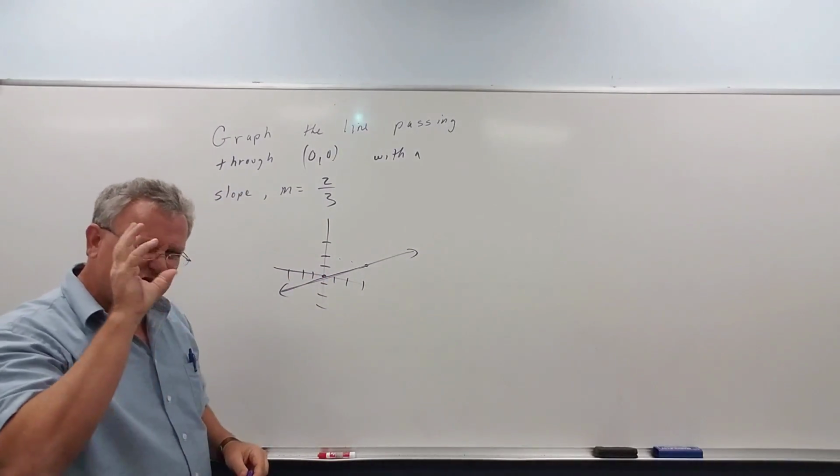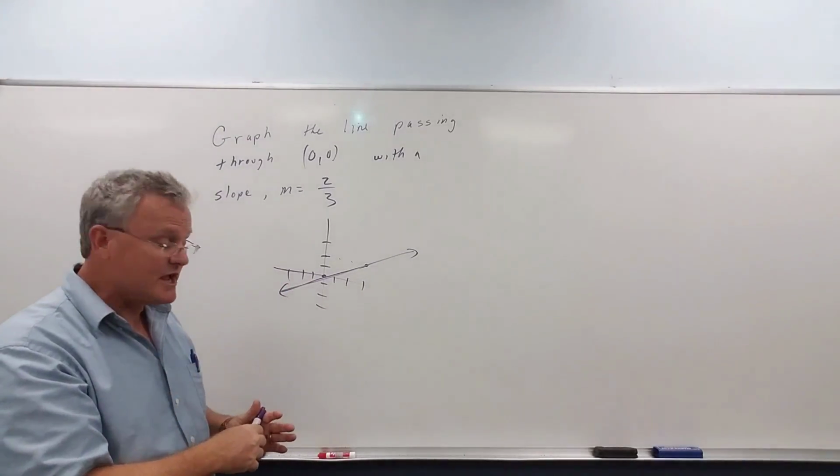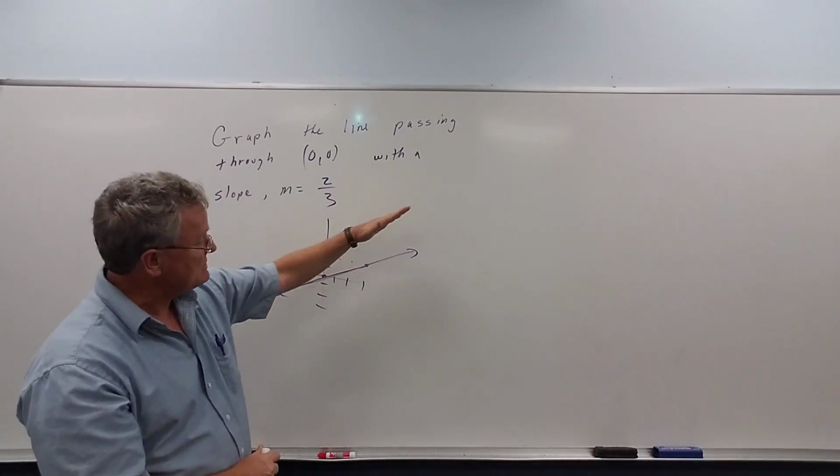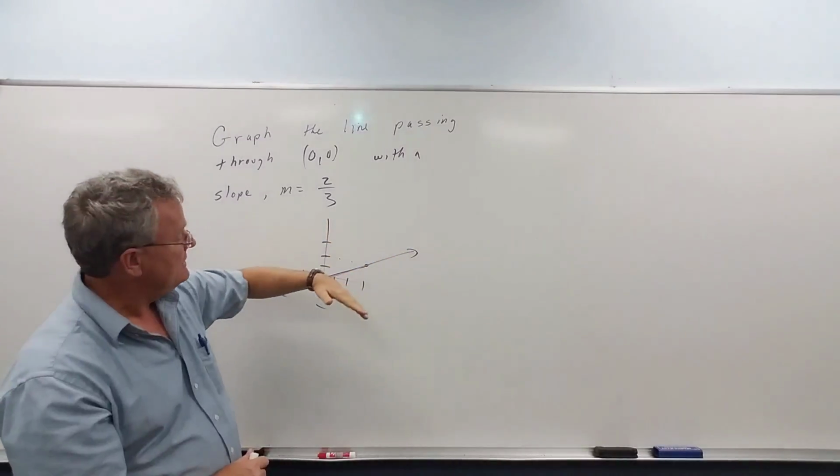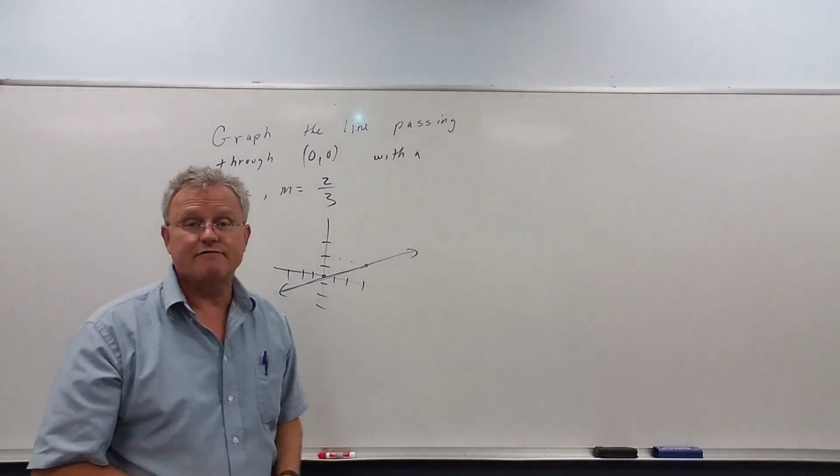So after you graph, just look at the slope. Is it positive or negative? If it's positive, make sure your graph is rising. If it's negative, make sure your graph is falling.